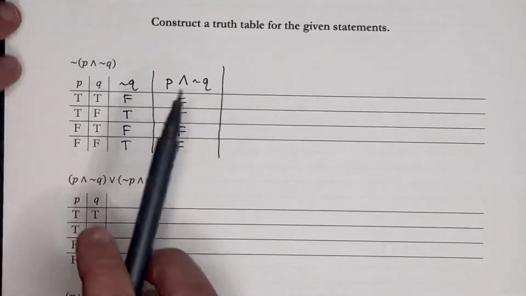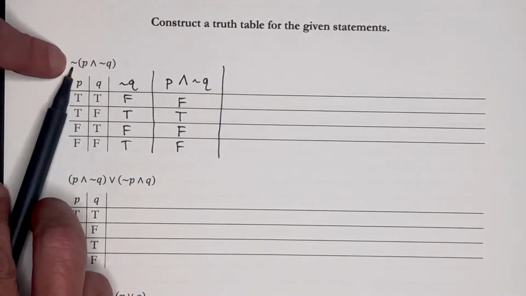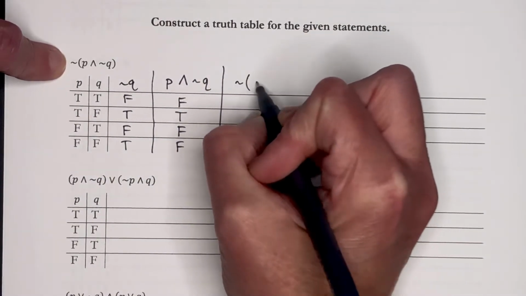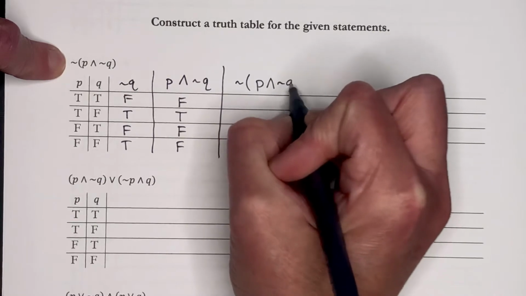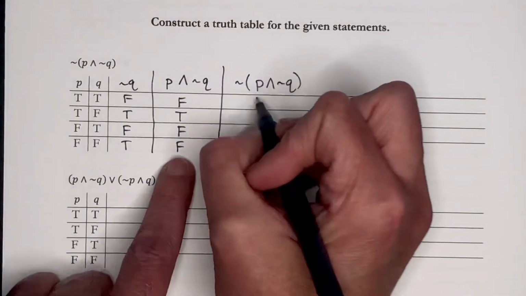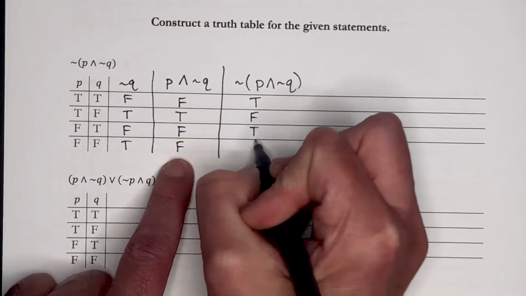Now we're almost done. We found this part, we found inside the whole set of parentheses. Now we just need to find the negation of it. So this is not this column. So your overall answer will be true, false, true, true.